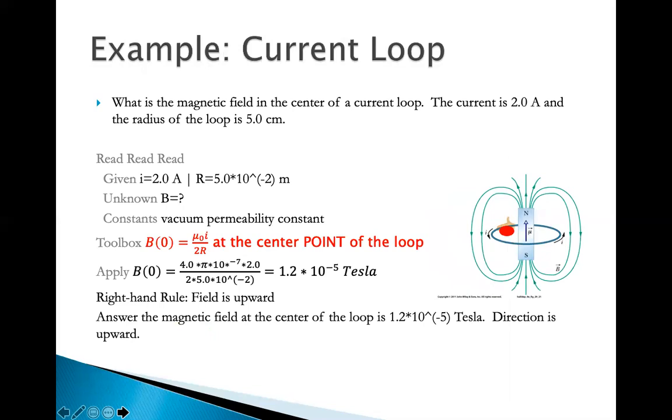So here is an example. If we do have a current loop, just try to crunch in some numbers to see how the magnitudes play out. So if we have a current that's 2 amperes and radius is 5 times 10 to the negative 2 meters, we convert those to SI base units. And what is the magnetic field? So just go to the toolbox, and this is what we just learned at the center point of the loop, B0 is this value. So if we plug in the numbers, we have 1.2 times 10 to the negative 5th Tesla.